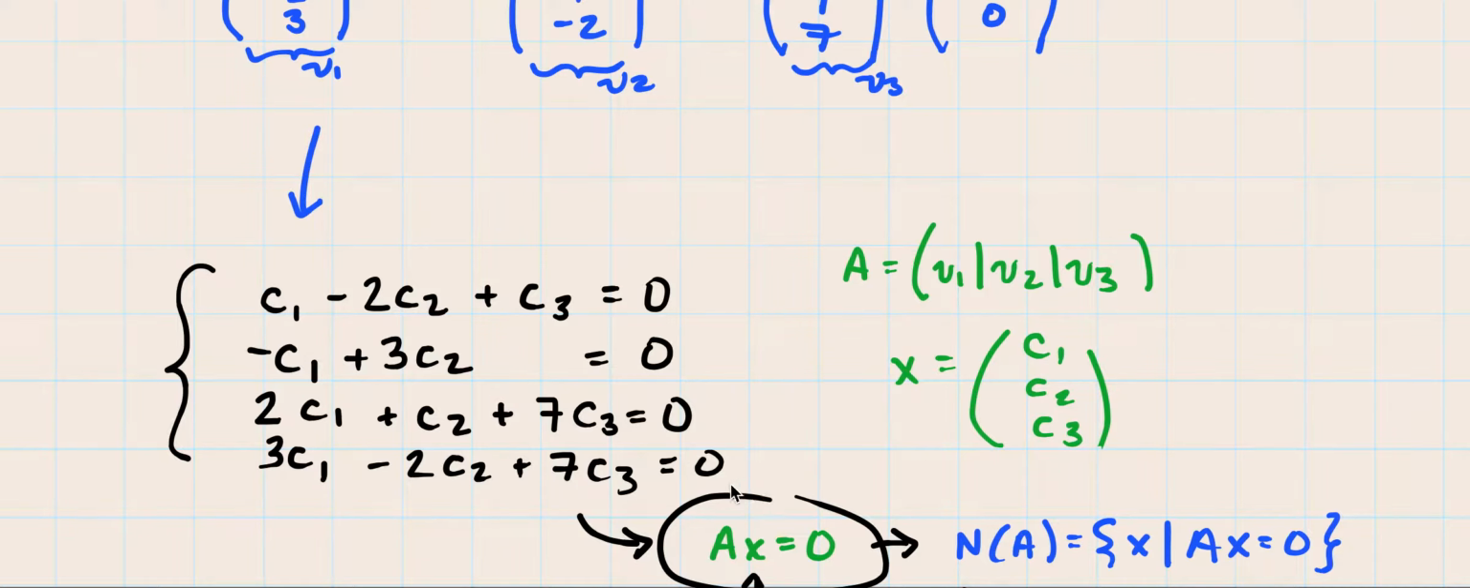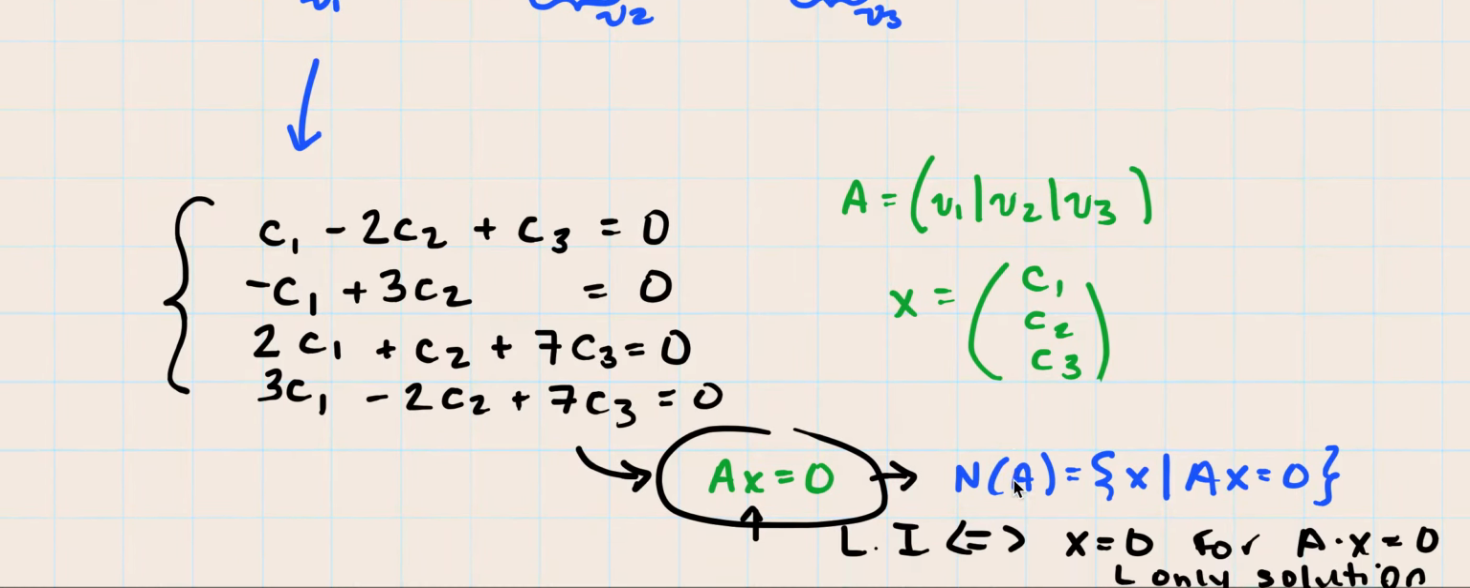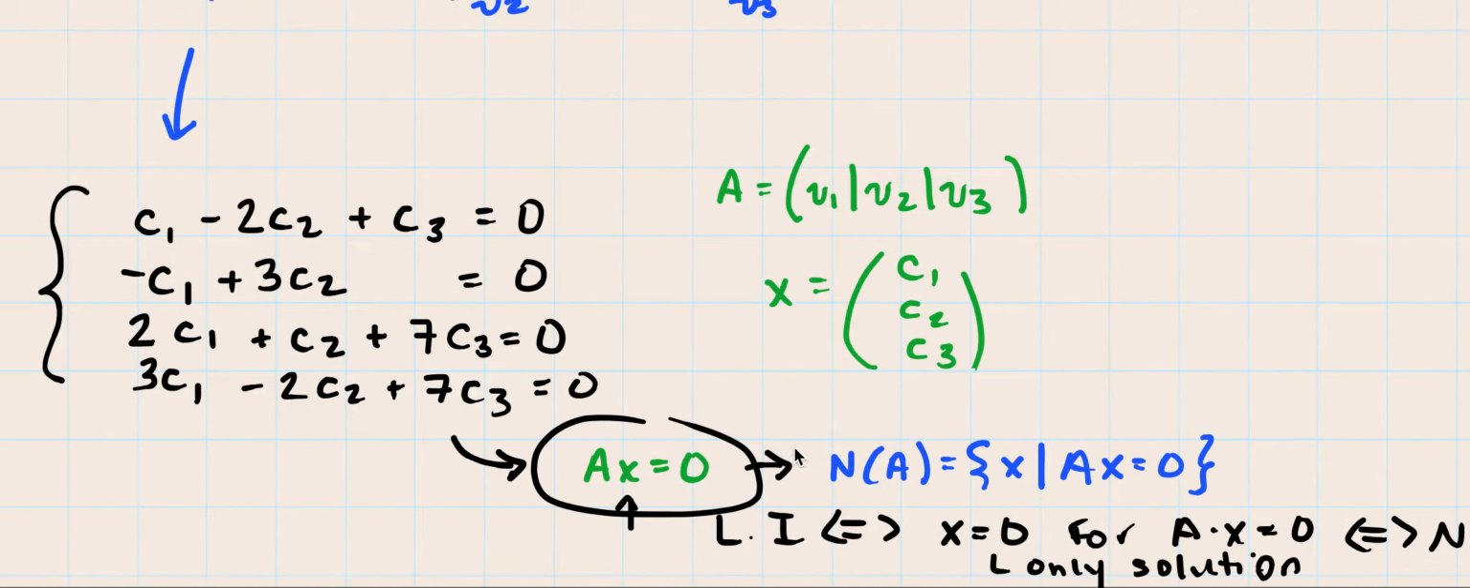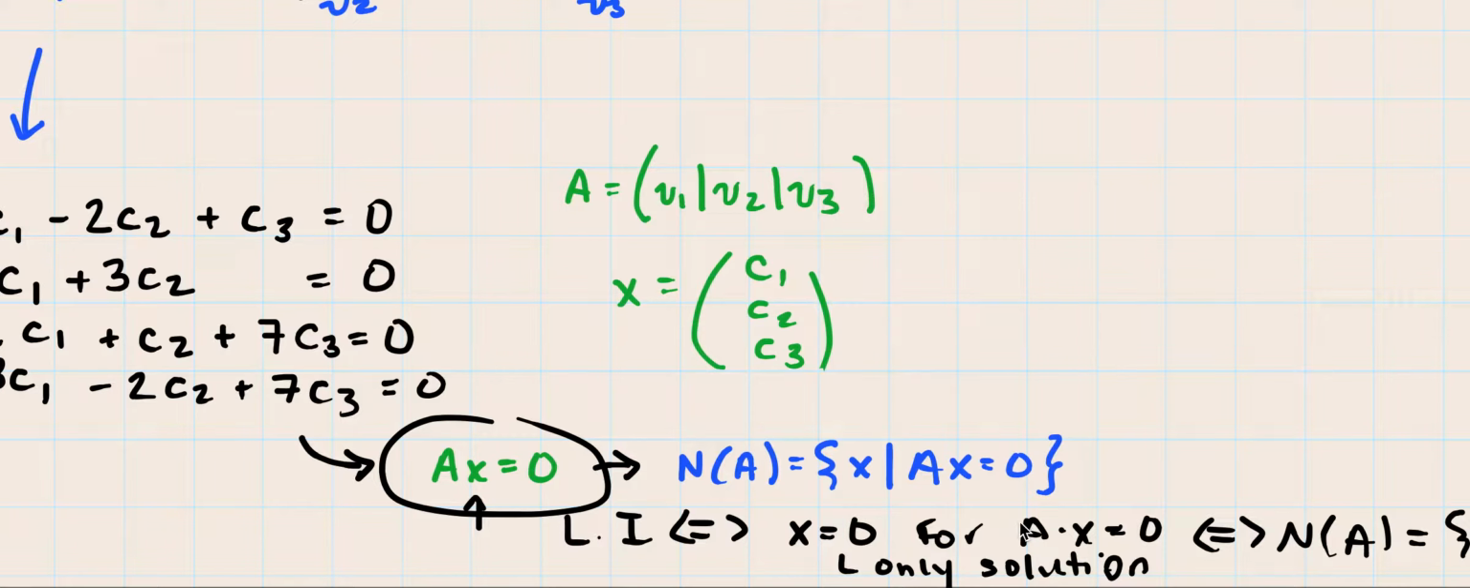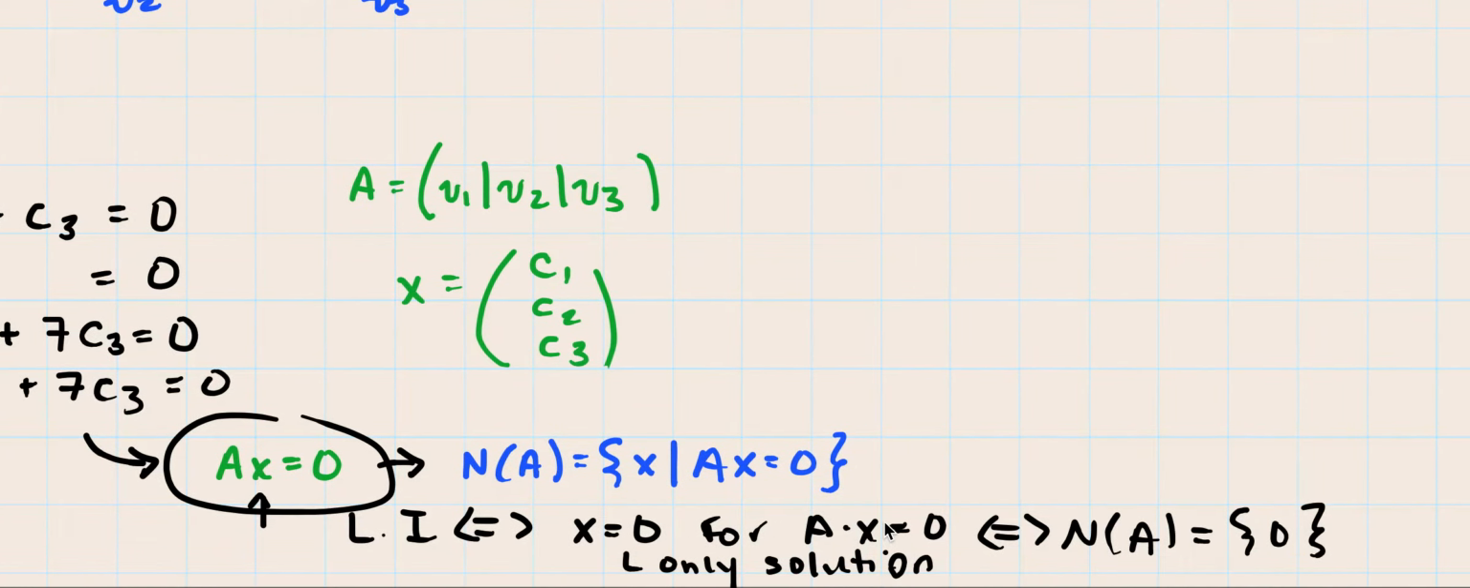What I mean by solving the system is that we're looking for all solutions x, c1, c2, c3, that when I plug it in here, I get A times x is equal to 0, which is exactly the null space. Now, in order for our vectors to be linearly independent, the only solution we can get for x is 0. That's because we have to have n pivots. And if we only have one solution, the null space is going to be the 0 vector.